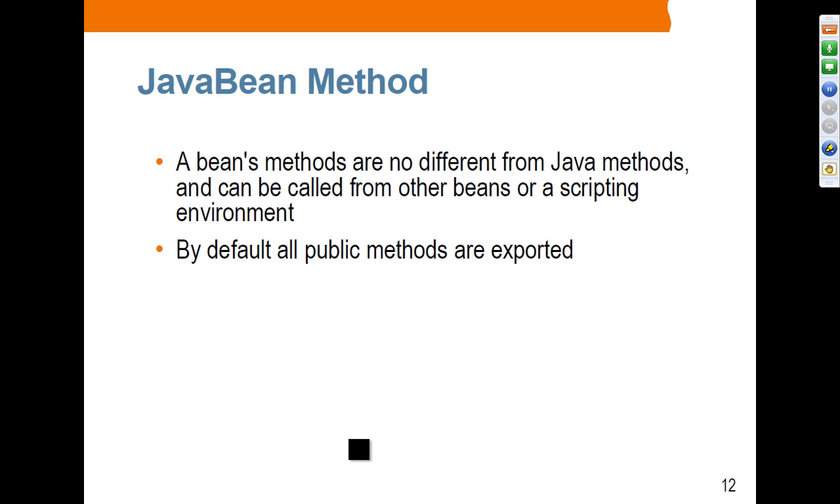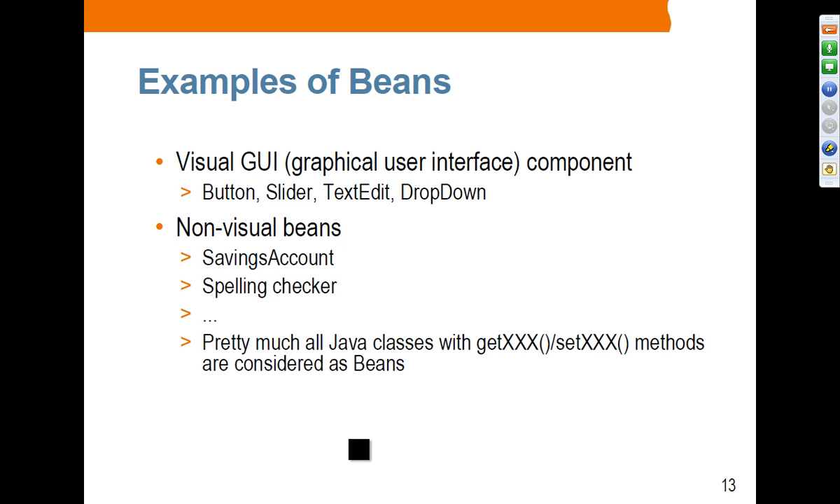JavaBeans methods are no different from regular Java methods. It's just regular beans, but they can be called from other beans or from a scripting environment. By default, all public methods are exported. Now, examples of beans. As I said before, visual beans could be a button, slider, text editor, text edit GUI component, or drop-down component. Non-visual beans could be a savings account, a spelling checker bean, and things like that. You can think of any Java class that has getter and setter methods as a JavaBean. There are a couple of other things, but this is pretty much all there is to it.